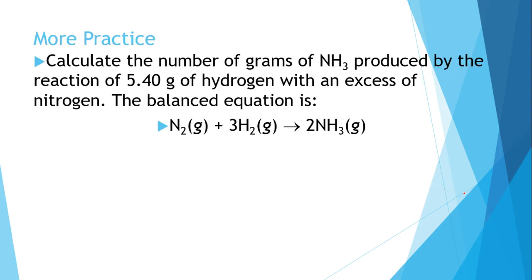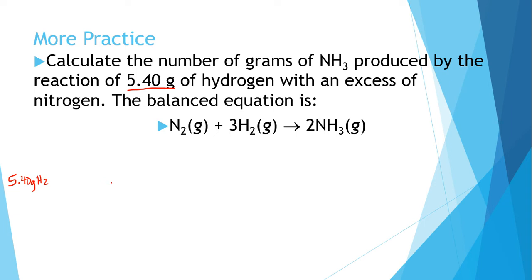Here's another example where we're going to practice. It says calculate the number of grams of ammonia, which is NH3, produced by the reaction if 5.40 grams of hydrogen is reacted with excess nitrogen. The balanced equation is located below. So again, you always start with what you're given. You are given 5.4 grams. And I'm going to write 5.40 so I don't forget my sig figs. Now this is grams of hydrogen, so grams of H2.